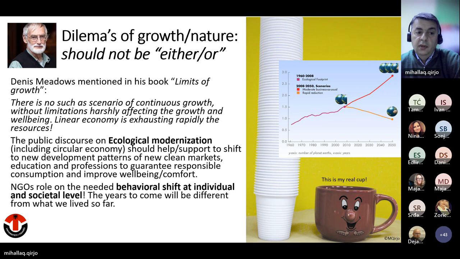I met this guy whose name is Dennis Meadows, one of the brightest minds that made me also think differently. He wrote his book, Limits to Growth, together with his late wife and another colleague, three of them, where he writes there is no such scenario of continuous growth without limitation harshly affecting the growth and well-being. The linear economy is exhausting rapidly the resources. He said that in the late 70s, early 80s.